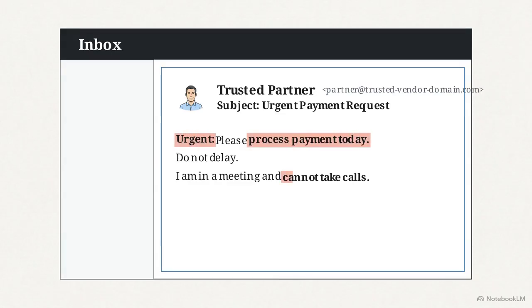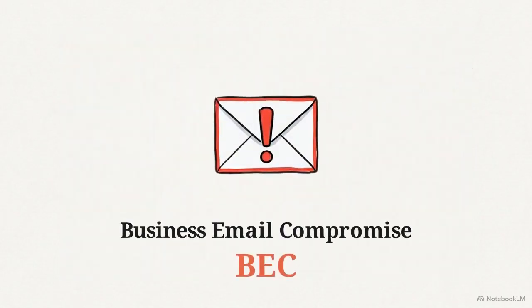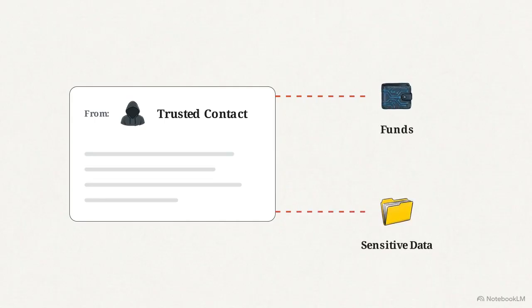The sender is in a rush. They are asking you to skip standard procedures immediately. Consider how you would respond to a high-pressure request that arrives with these specific instructions. This is a business email compromise, or BEC. In these attacks, cybercriminals impersonate a trusted contact to redirect funds or steal sensitive data.